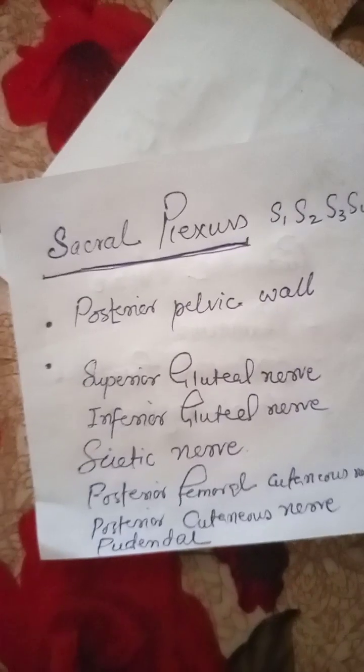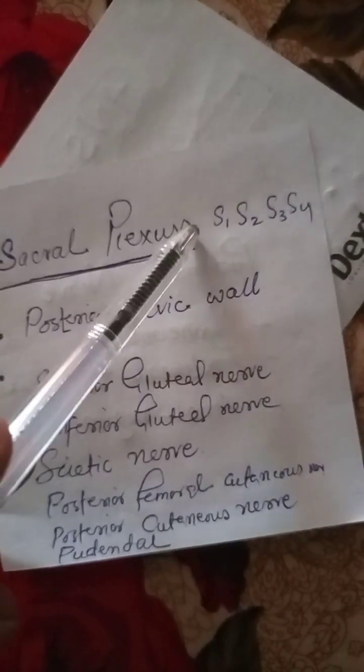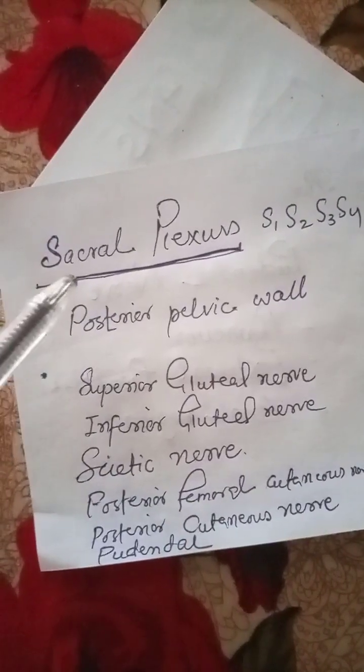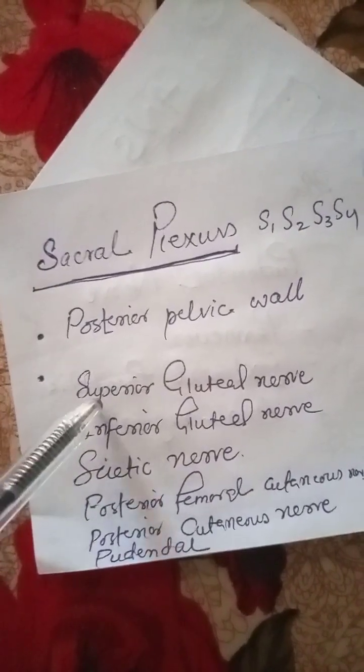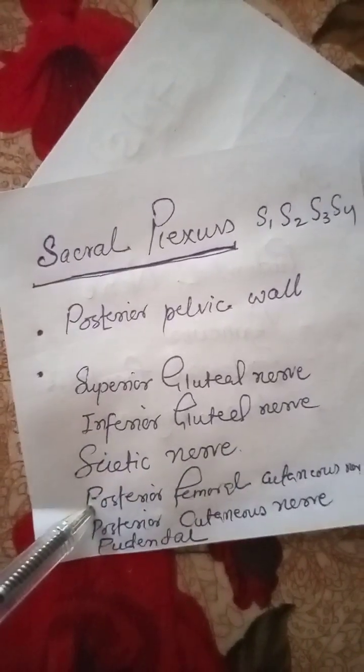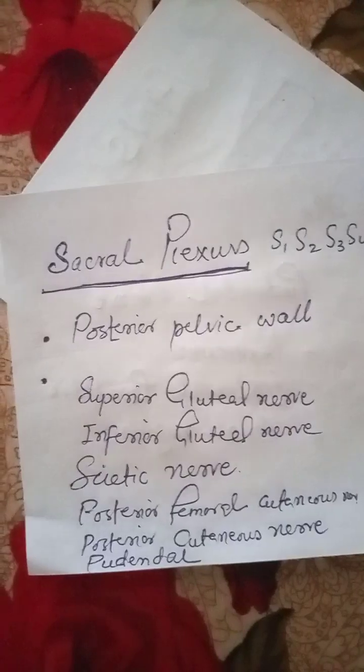Now, what happens? Sacral plexus is S1, S2, S3, and S4, while lumbar plexus is L4 and L5. Lumbosacral plexus is from L4 to S4. There it gives rise to the different nerves: superior gluteal nerve, inferior gluteal nerve, posterior femoral cutaneous nerve, and pudendal nerve as well.